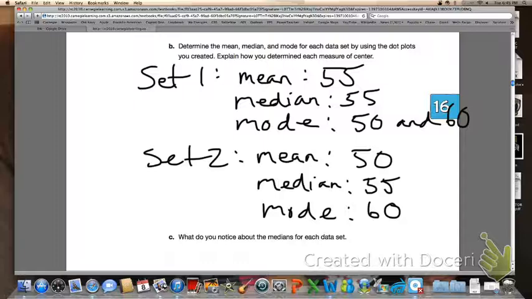For set 2, you can find the mean, median, and mode the same way that you did for set 1. I won't repeat that. The mean for set 2 was 50. The median was 55. And in the second set, there was only one mode, 60, because you saw 2 x's above the number 60 in the dot plot.